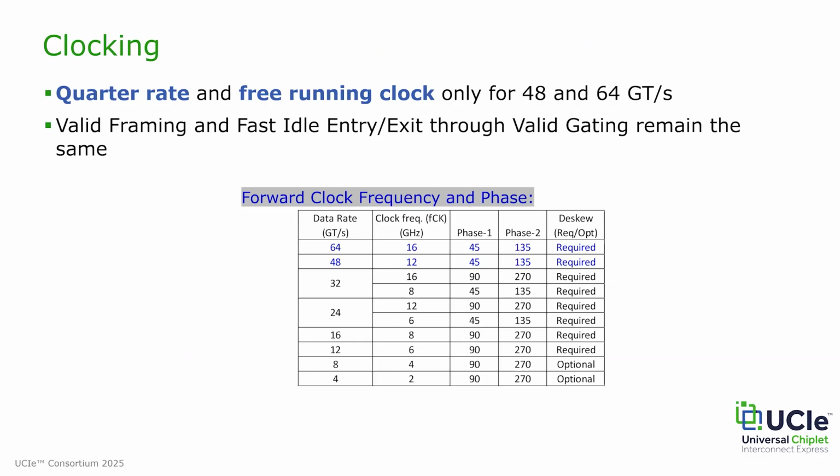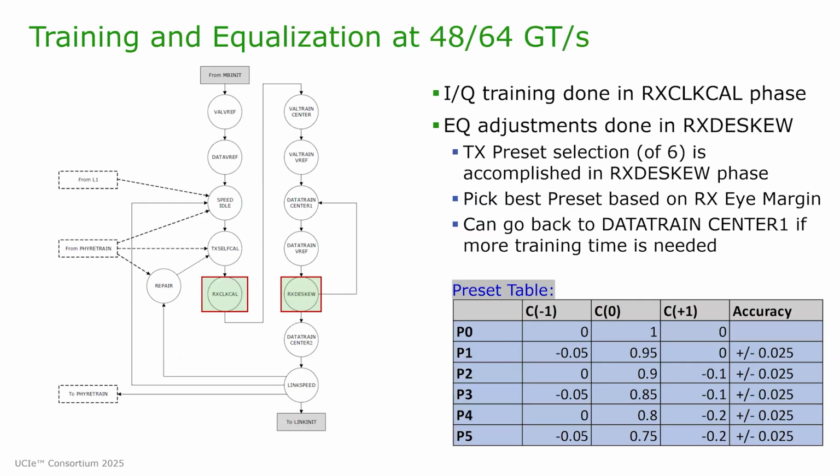Now, this table is a summary of the clocking strategy. So 48 and 64 gig, as I said before, mandate quarter rate clock, valid framing, and fast idle entry and exit through the valid gating remains the same in order to save power dynamically, but the clock needs to be free running. This shows the training and equalization at 48 gig and 64 gig.